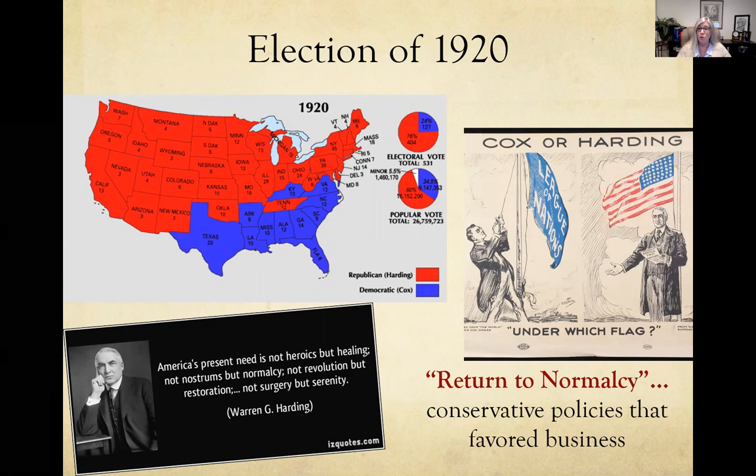So what Harding is going to campaign on as a Republican is what he calls a return to normalcy, where he wants business to thrive, and he wants less regulation of businesses, and he wants less influence of the government in social reform of the time period. And so with the conflicts that were breaking out, people tended to lean towards that.